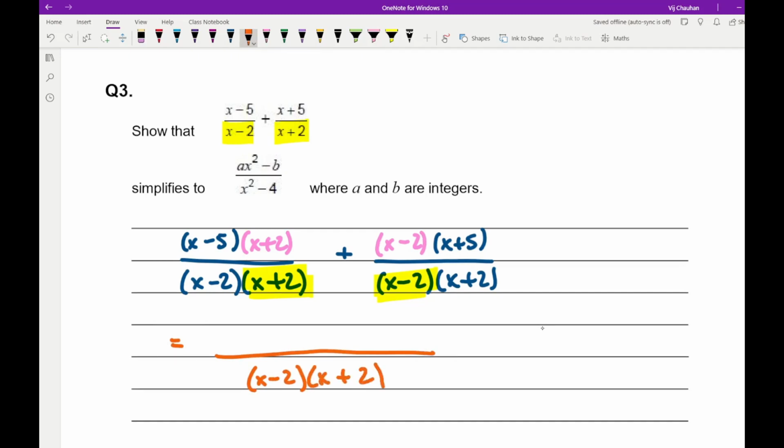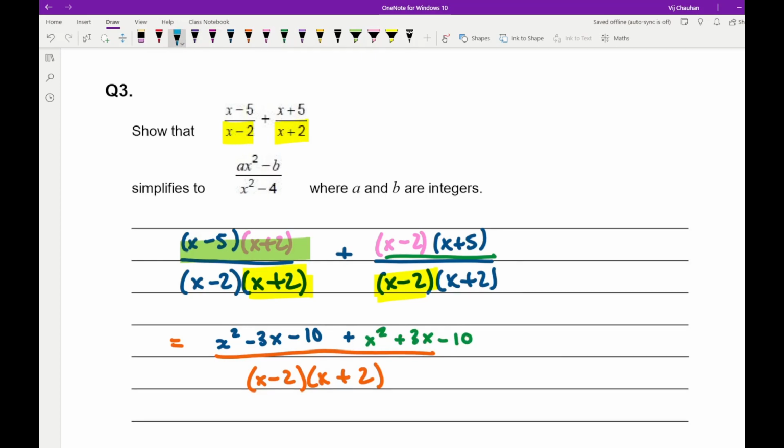What I'm now going to do is expand the brackets. If I expand this one here, I'm going to get x squared minus 3x minus 10, plus, and then if I expand this numerator here, I'm going to get x squared plus 3x minus 10. And from this, we then just need to simplify.